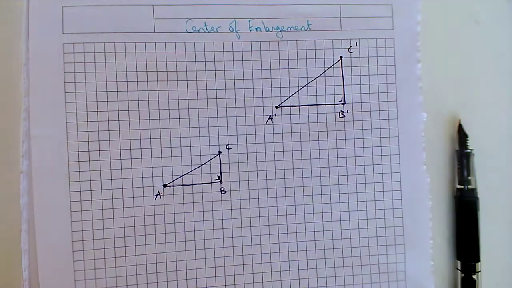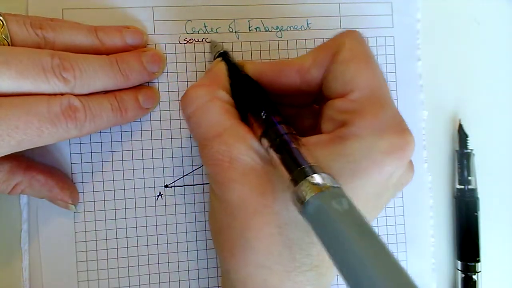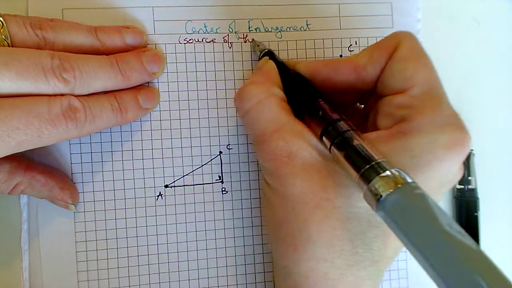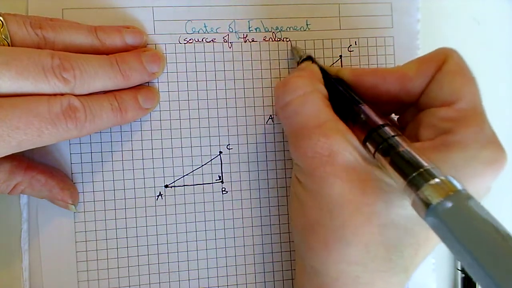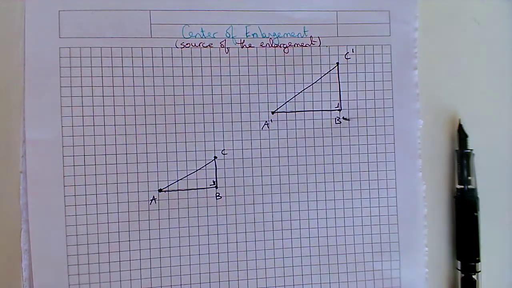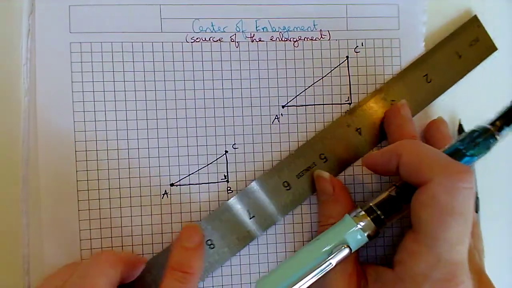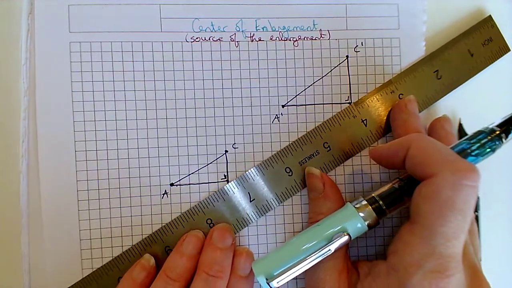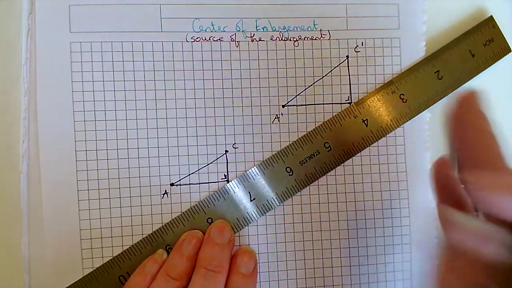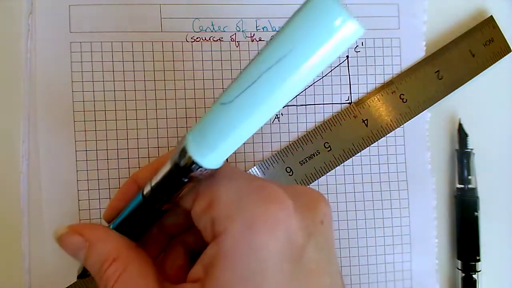It's an odd kind of concept, but we do have to be able to construct it. The source of the enlargement. So how we construct it is really straightforward. We join the object and the image vertices together. So I join A prime and B prime together like this.